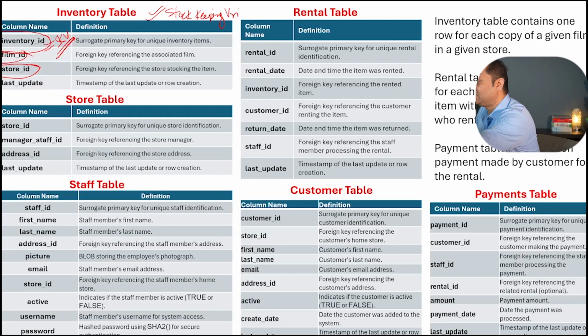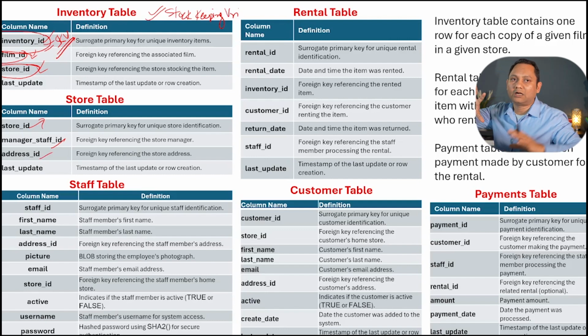You have inventory ID, which is nothing but your stock keeping unit, then the film ID associated and the store ID associated. Now, in the store table, you have the information about the store. So you have the store ID, the manager in that store ID, and the address of that store, right? So by connecting with inventory ID and store, we can know what are all the inventory that a particular store carries in real time.